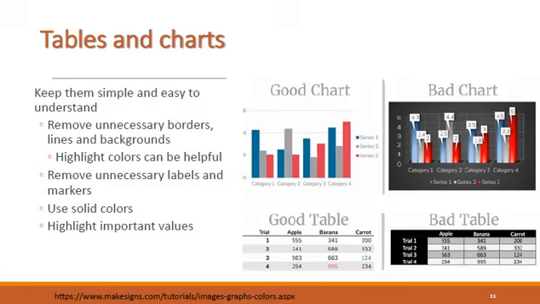Tables and charts, keep them simple and easy to understand. Try to remove unnecessary borders, lines, and backgrounds. Use solid colors and highlight important values. You can see some examples there of good charts and bad charts, how they look really busy on the bad chart side, and good tables and bad tables where you've got extra colors in there that make it a little bit harder. And I think especially with the one where there's the black there, having the white on the black is not considered optimal.